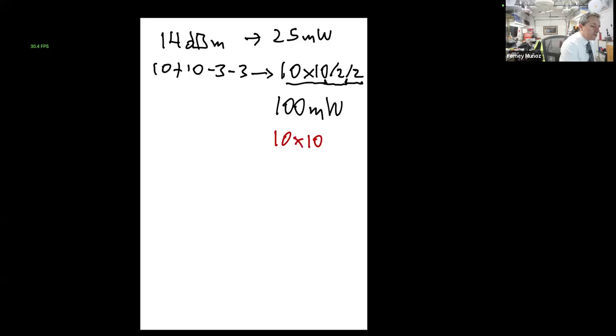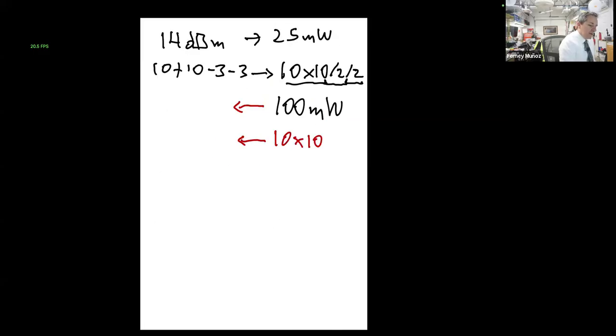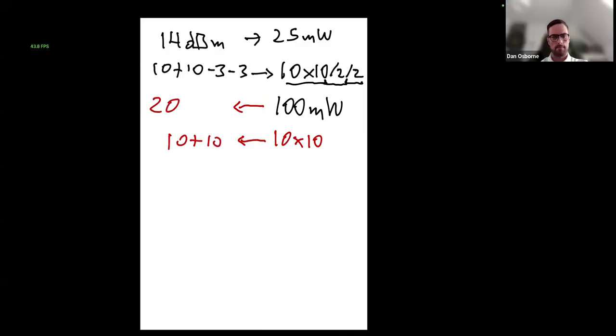Now, going the other direction, how many dBm is 100 milliwatts if you have 10 times 10 here? What does that become on the other side? 10 plus 10. Why? Because now we're going that direction. A 10 is a 10. A 2 becomes a 3. The division becomes minus, and the times becomes plus. So since we have 10 times 10, that becomes 10 plus 10. So 10 plus 10 equals 20. And since we're talking milliwatts, the unit is dBm.